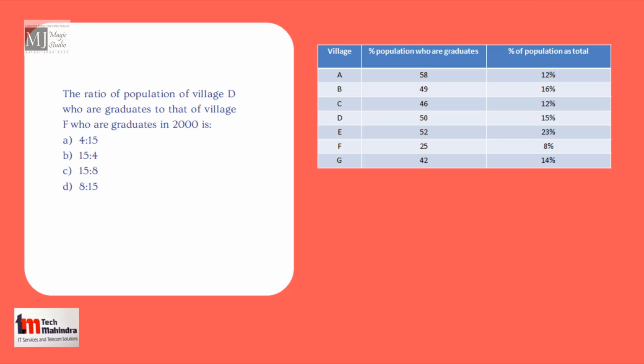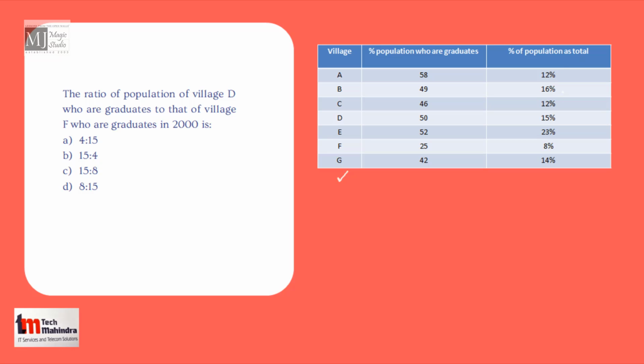In recruitment exams, a DI or data interpretation question is always there. A data interpretation question is solved with the help of tables. So we have villages A, B, C, D, E, F, G, and the percentage of population who are graduates. That means 58% of the population of village A are graduates.